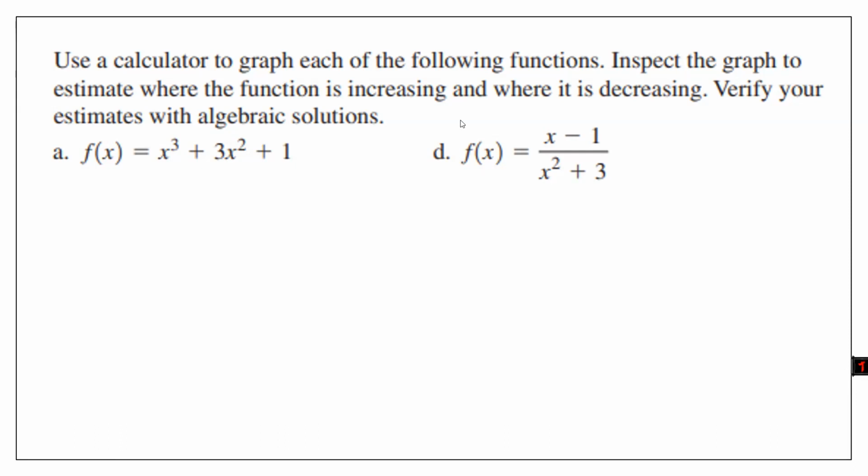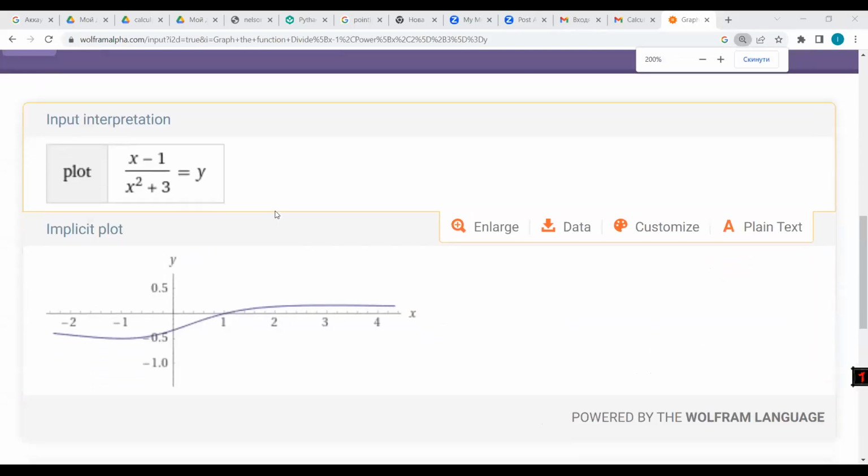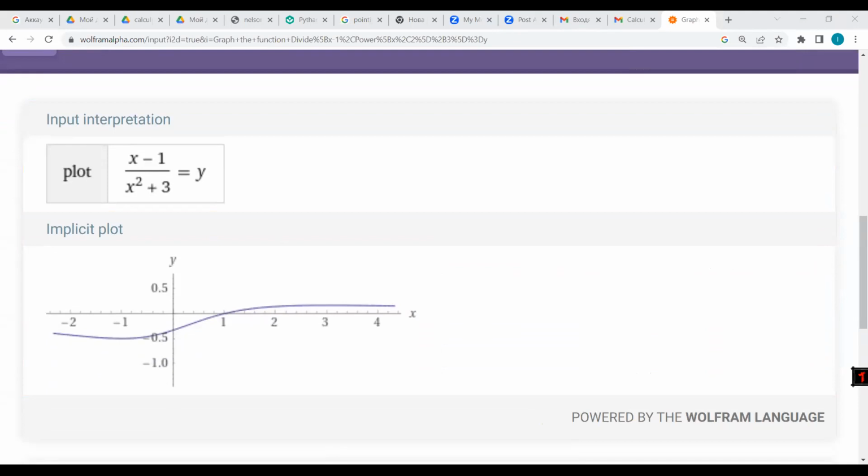Just a second. Oh, yeah, I got it. Let me stop sharing and share a new screen now. So here is our function. Can you see it now? Yeah. This is a very convenient online resource called Wolfram. So let's go ahead and analyze, based on this graph, where the function is increasing and where it is decreasing.